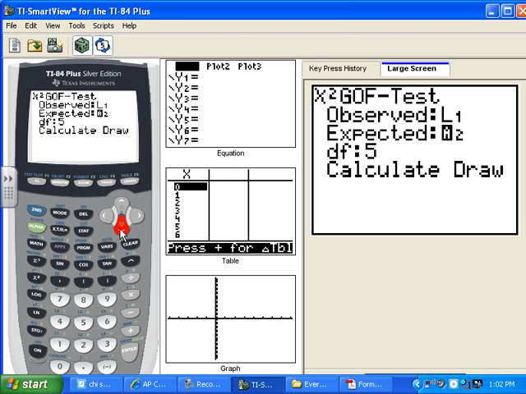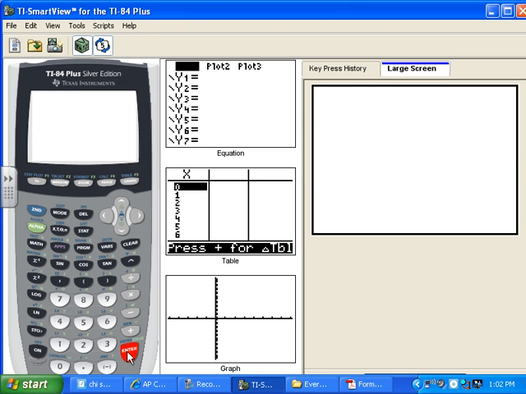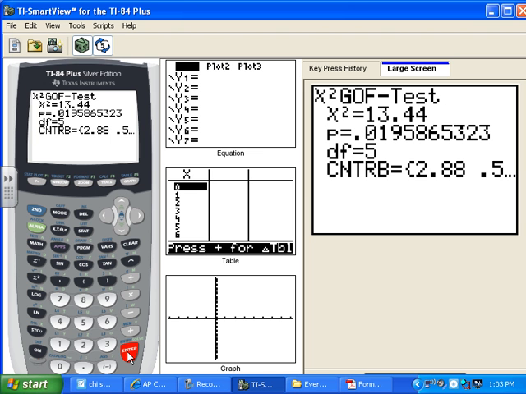Degrees of freedom will be categories minus 1, or k minus 1. So we had 6 categories. We have 5 degrees of freedom. You will need to input that and then hit calculate. And I'm sure we're going to be shocked to see that it's 13.44. I can't talk today. I don't know why.